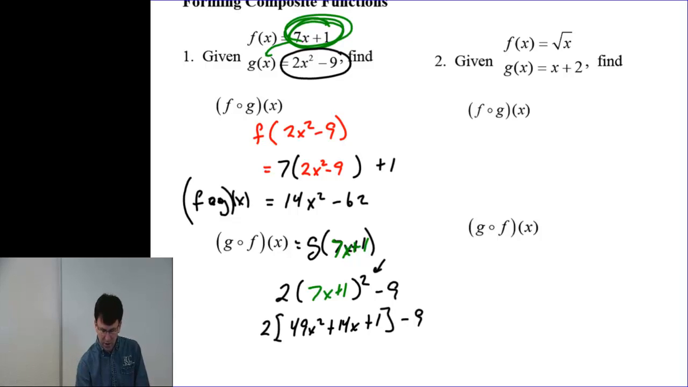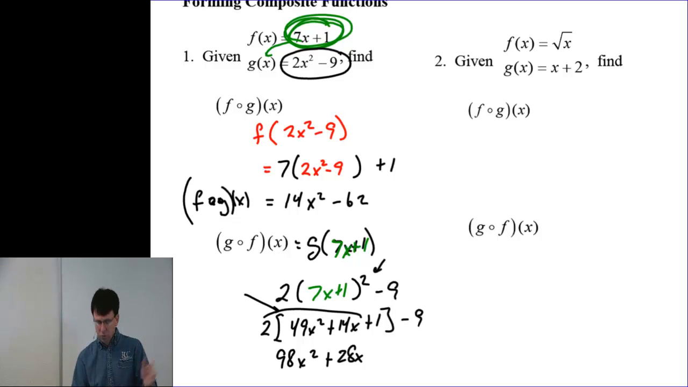And if you had a hard time with this part right there, just take 7x plus 1 and put 2, make it a binomial times itself and FOIL it on out. So then this turns into 98x squared plus 28x. The 2 times the 1 is going to give me 2 minus the 9. In the end, I'm going to get a minus 7. I'm kind of doing that in my head.